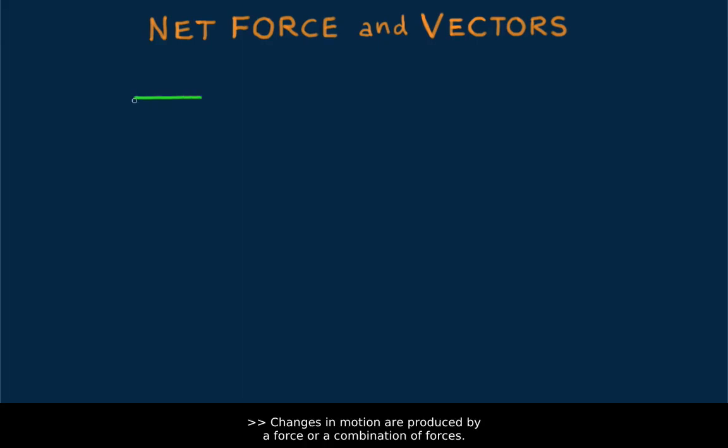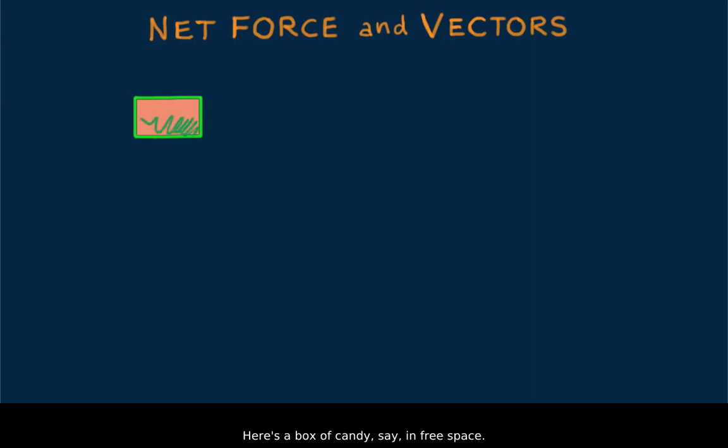Changes in motion are produced by a force or combination of forces. A force, in the simplest sense, is a push or a pull. Its source may be gravitational, electrical, magnetic, or simply muscular effort. Here's a box of candy, say in free space. It's free to move. Let's suppose we exert a 5-Newton force on it. That's a bit more than 1 pound.